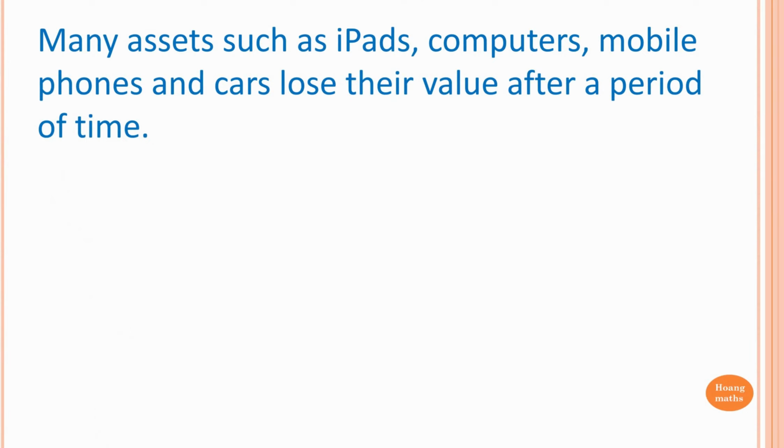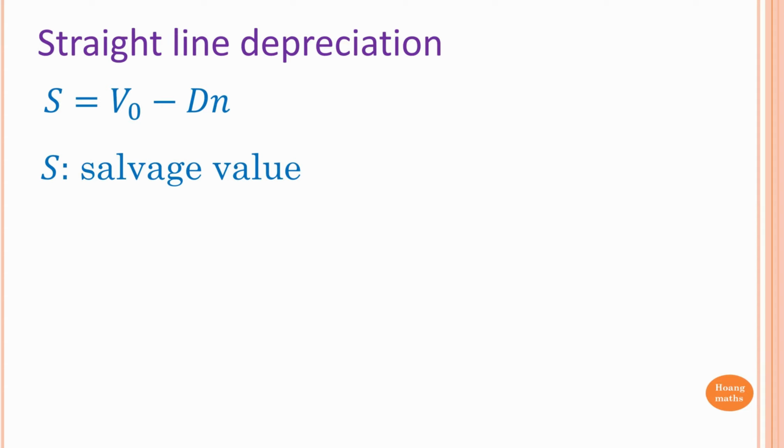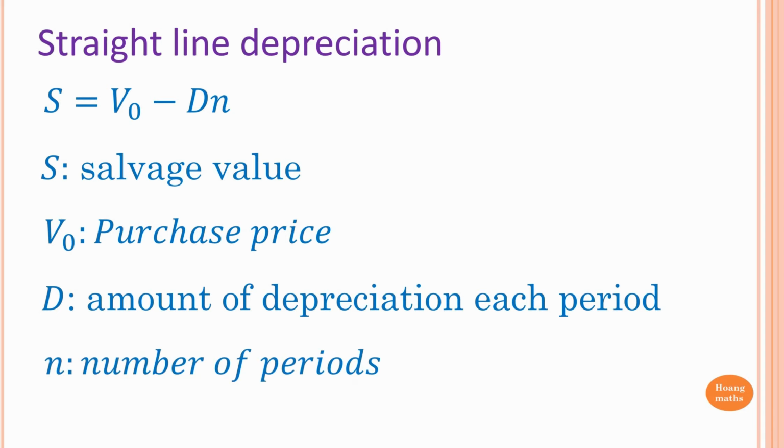Many assets such as iPads, computers, mobile phones, and cars lose their value after a period of time. This is called depreciation. There are two types of depreciation, but in this video, we only focus on the straight line depreciation method. And the rule is S equals V naught minus DN. S is the salvage value, how much an item is worth at the end of a period. V naught is the purchase price. D is the amount of depreciation each period. And N is the number of periods. It could be months, weeks or years.